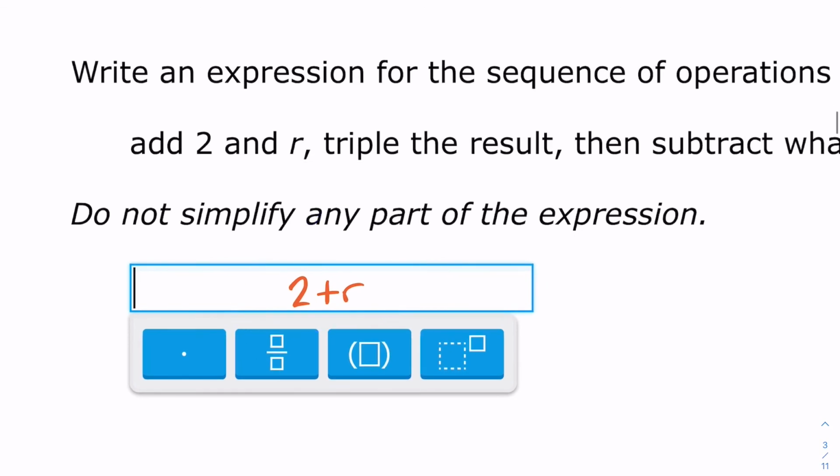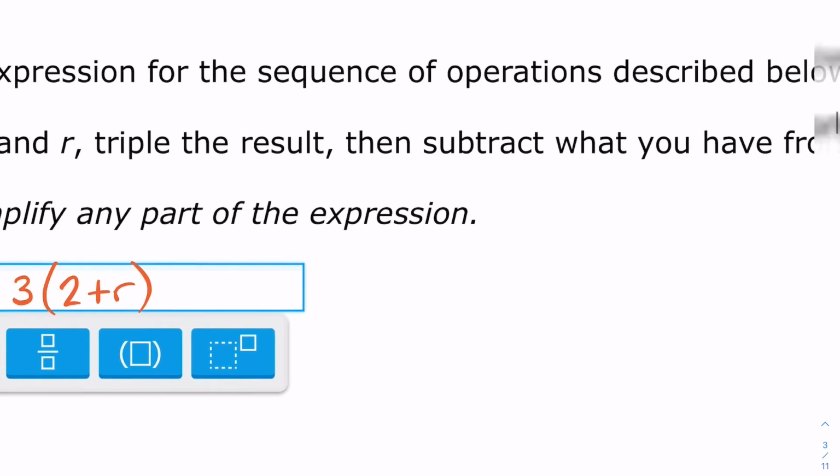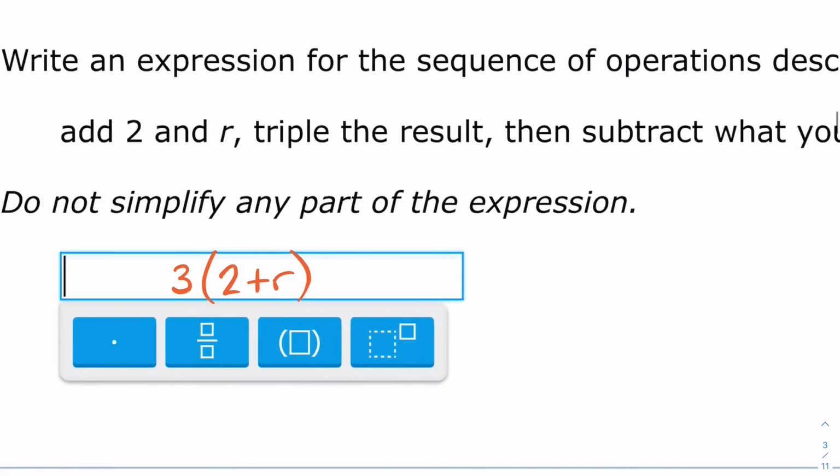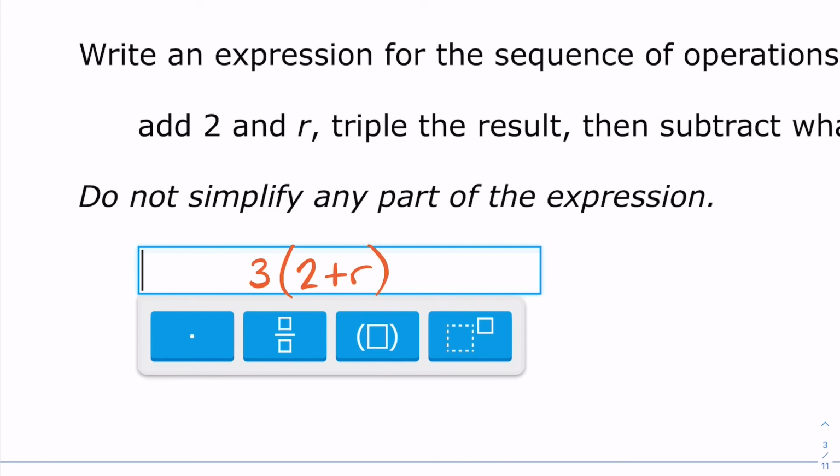Add 2 and r. Triple the result. Okay, multiply by 3. Then subtract what you have from s. So notice, subtract what you have. Here's what I have. So s has to go first. If it said take s away from what you just did, that would be the opposite.